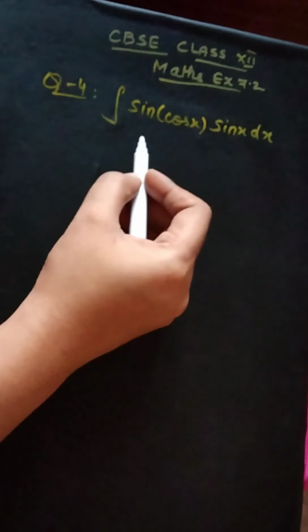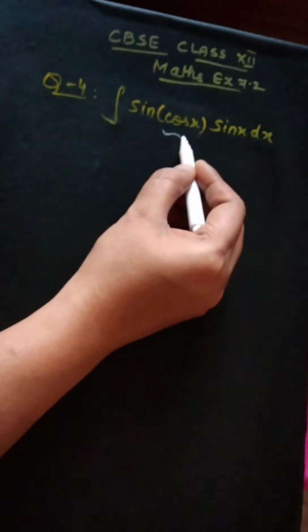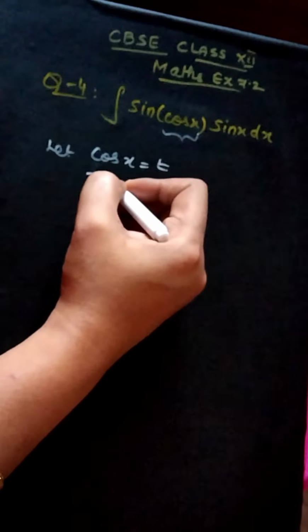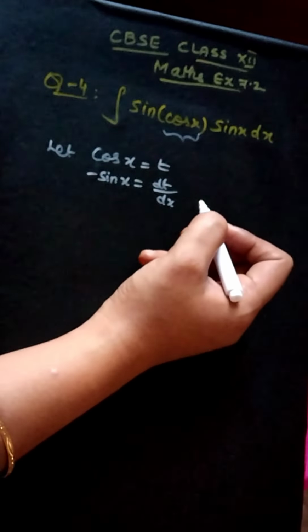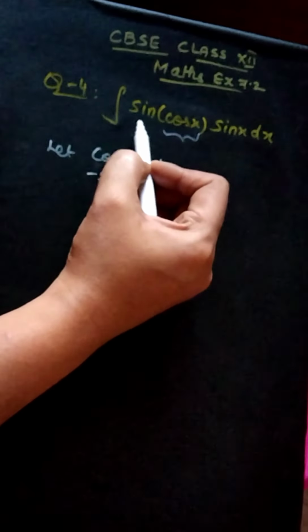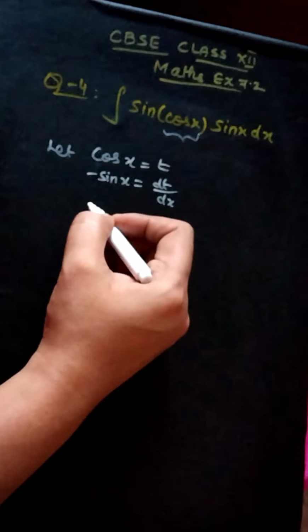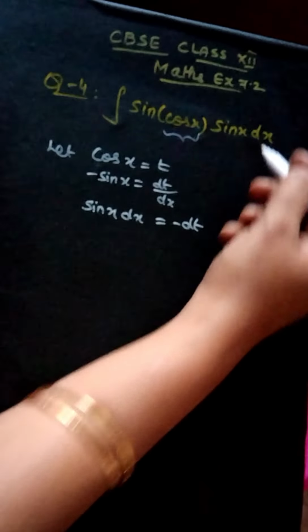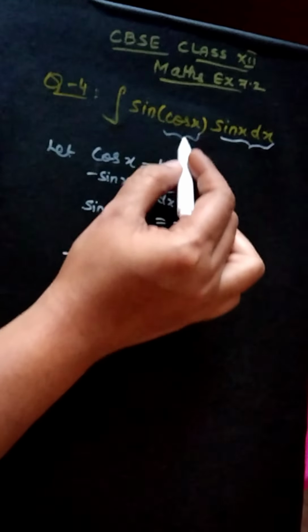Question number 4, integral sine of cos x into sin x dx. Here try to take the argument part as t. If we take the argument part as t, when we differentiate, we get minus sin x, and t will be dt by dx. When we cross multiply, in this question we have only the positive terms. So take this negative to the other side, and dx and x terms to one side. So sin x dx will be minus dt. So for this term, we replace it as minus dt and cos x as t.